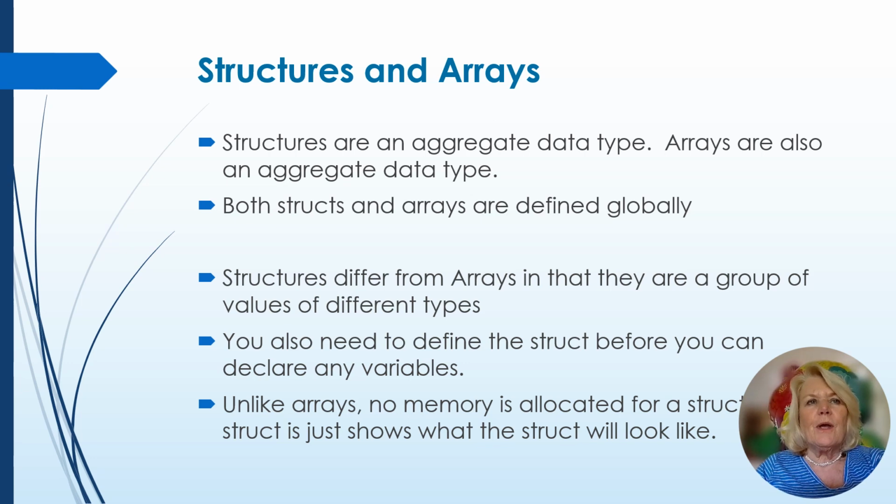A structure, also known as struct, is an aggregate or grouping of values of different data types. They are treated as a single item, like an array, but are different because arrays will only have one data type for its elements. Both an array and a struct are defined globally before the main function. You define the struct before you declare any variables of the struct. No memory is allocated for the struct. It just shows what the struct looks like. When variables of the struct are defined, then memory is allocated for the struct variable.